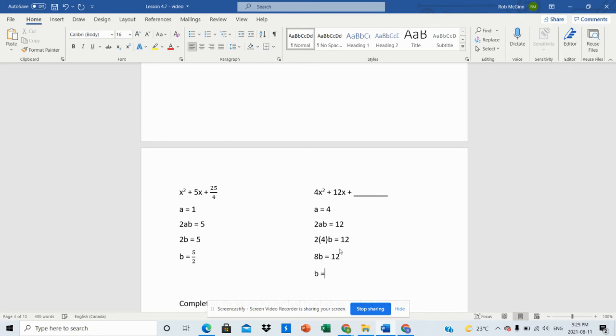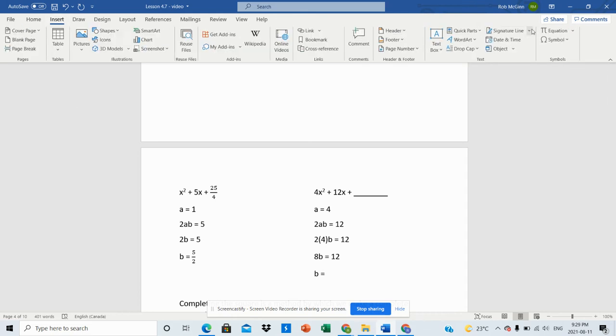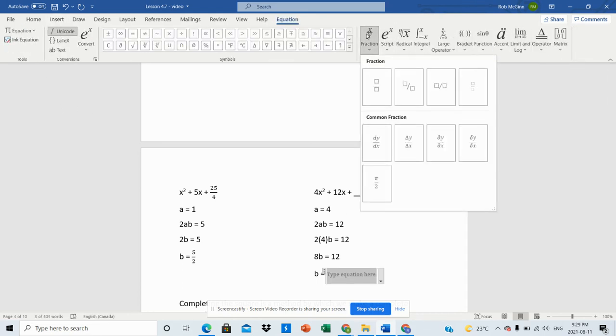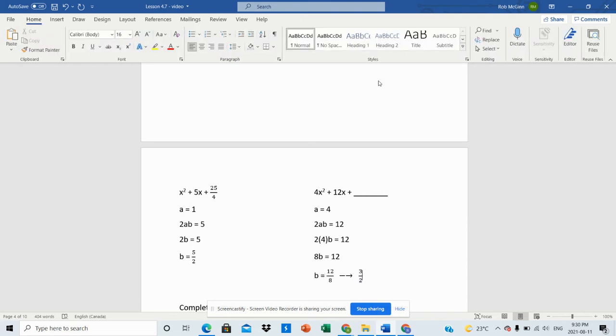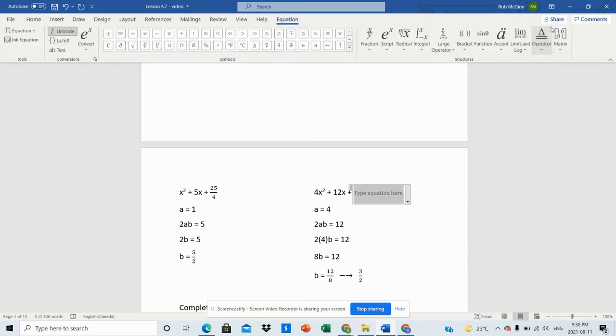So we're going to get b equals 12 over 8. And we can reduce that even more. If we want to reduce 12 over 8, we can divide both the numerator and denominator by 4. 12 divided by 4 is going to be 3. 8 divided by 4 is going to be 2. We get 3 halves. Now, remember, that's b, but our last term is actually b squared. So we're going to square 3 halves.